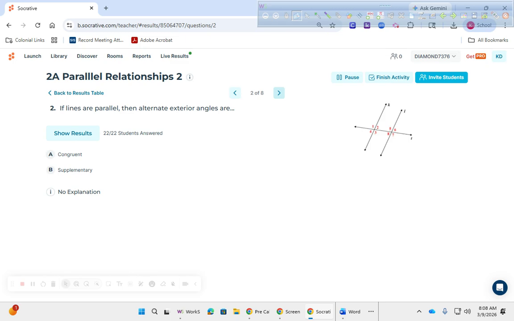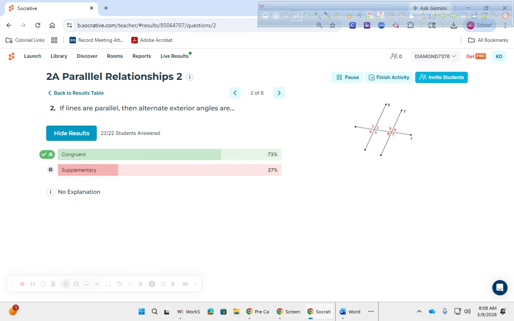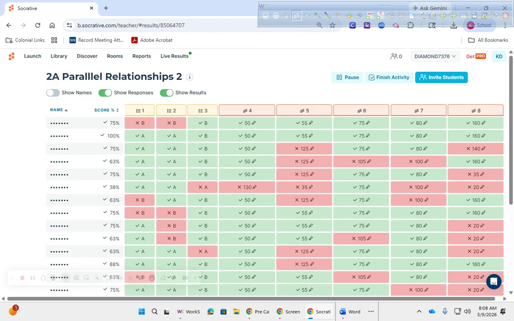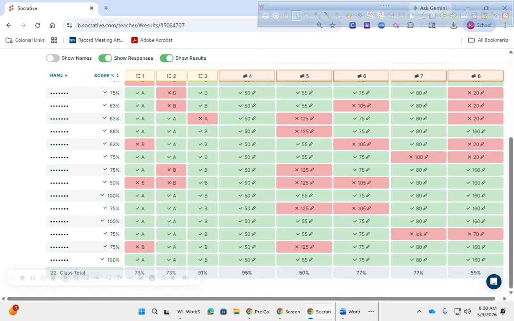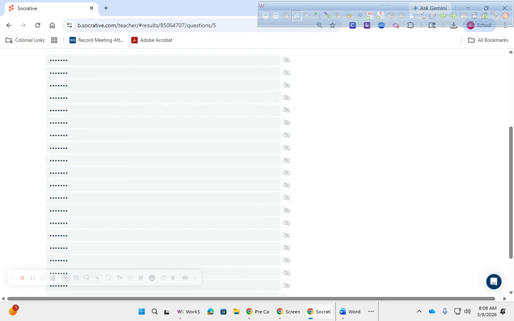Number 2, alternate exterior angles are congruent. Anything alternate is congruent here. I think the next few were pretty good. Let's see, 95, all right, so 50.